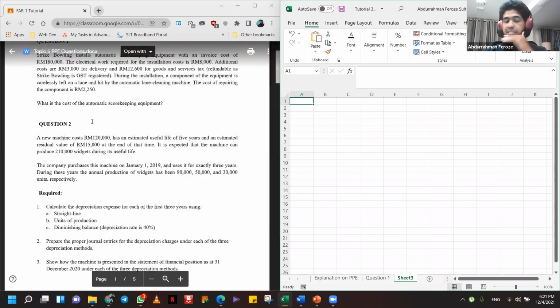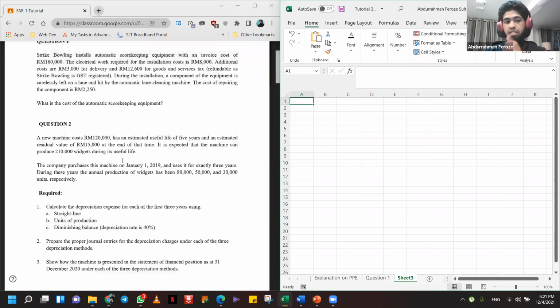Then we have question 2, which is a bit more complicated. A new machine costs 120,000 ringgit, with an estimated useful life of 5 years and an estimated residual value of 15,000 at the end of that time. The machine is expected to produce 200,000 widgets during its useful life. The company purchased it on January 1st, 2019 and used it for exactly 3 years. The annual production of widgets was 80,000, 50,000 and 30,000 units respectively.